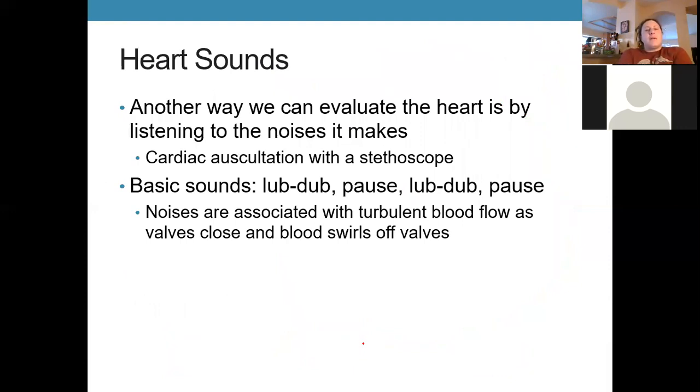One more thing about this is that as the blood is moving through the chambers, it creates sounds that we can hear. You can hear these sounds if you put your ear up against somebody's chest, but usually that's a little invasive, and so we use a stethoscope. Listening to the heart with a stethoscope is called cardiac auscultation. We describe the sounds as a lub, a dub, and then a pause. We used to think that they were caused by the valves closing, but now we know that it's actually caused by turbulent blood flow as the blood hits the closed valves. So slightly different thing, but they're still related to the valves opening and closing, and so we can use these sounds to know what the heart is doing.